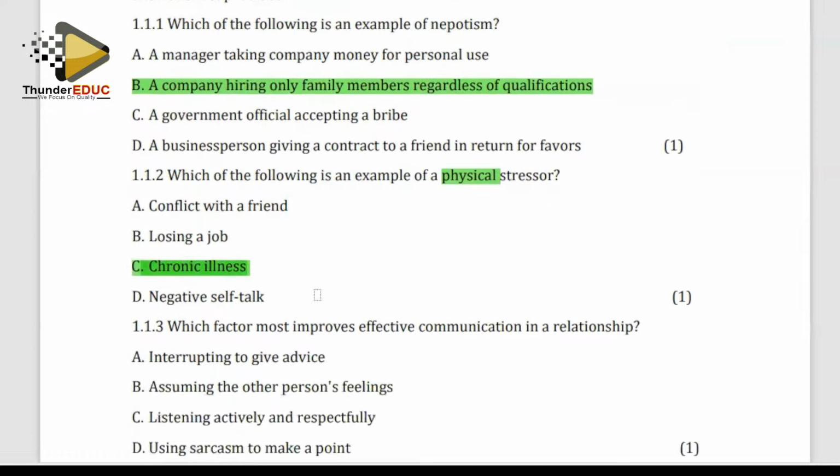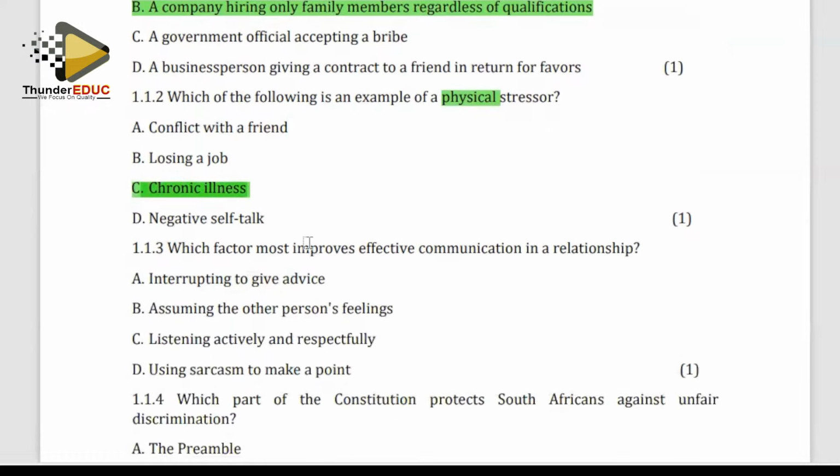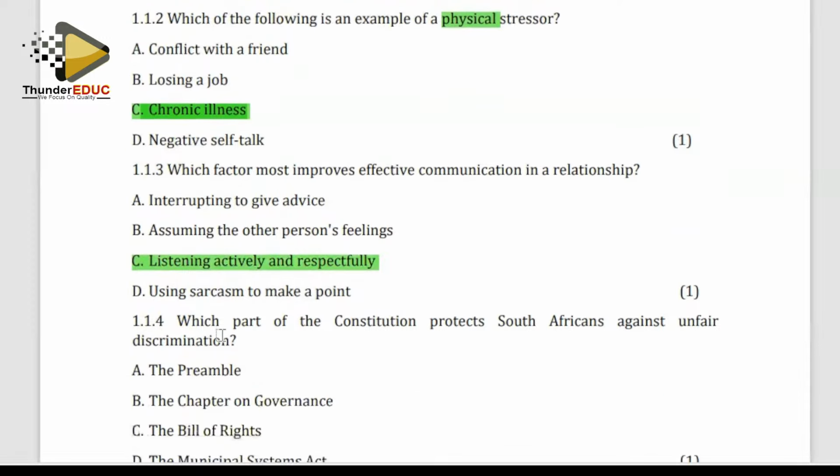Then 1.1.3, which factor most improves effective communication in a relationship? When you are in a relationship, whether it's a family relationship or friendship, what factor improves communication? The factor which improves communication is to listen actively and also to listen respectfully. So you must consider what the other person is saying. You do that by listening actively, with what we call active listening. And also you must do that in a very, very respectful manner.